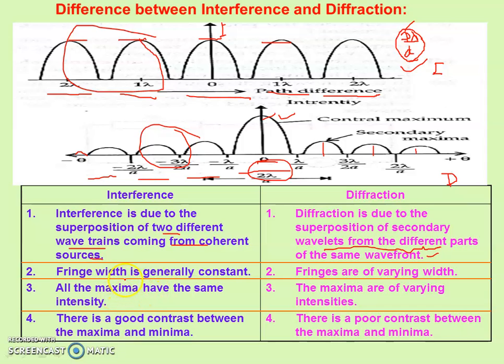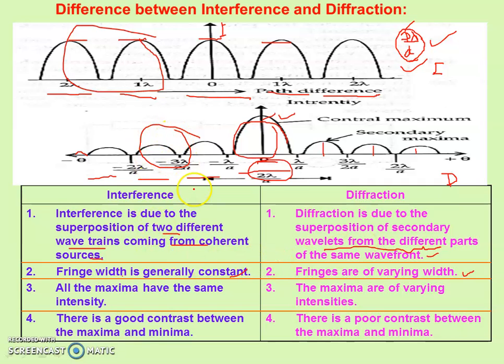Next point, fringe width is generally constant. In interference, all fringes, whether maxima or minima, have the same width, and that width is D lambda by small d. Now in the diffraction pattern, fringes are of varying width, meaning the central maxima has twice the width of the other secondary maxima.